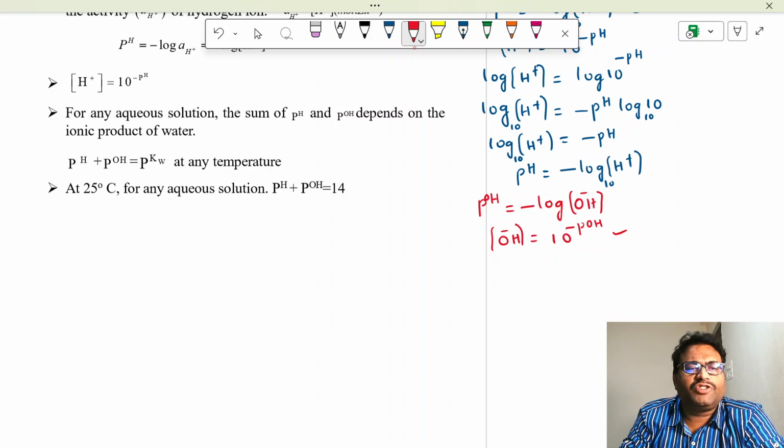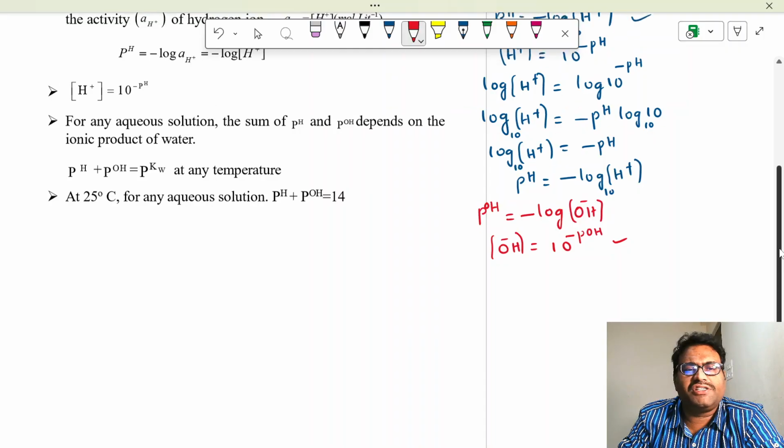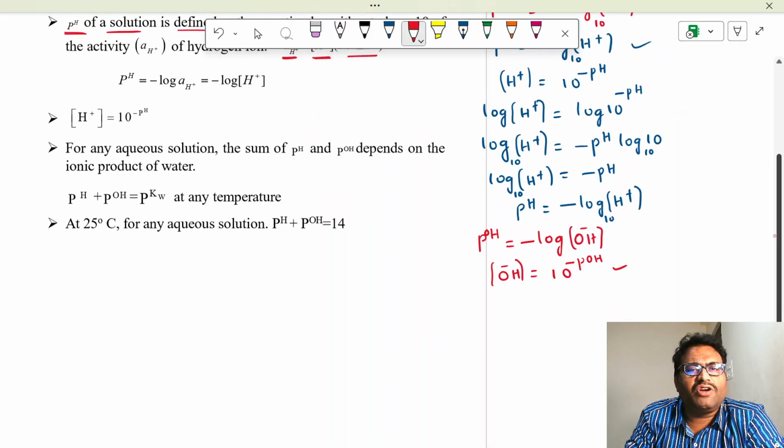Understood? So here pH is equal to minus log H plus ion concentration, so H plus ion concentration is equal to 10 power minus pH.